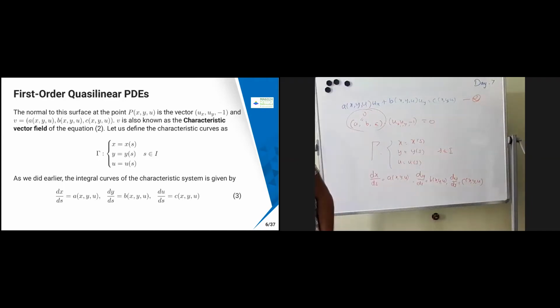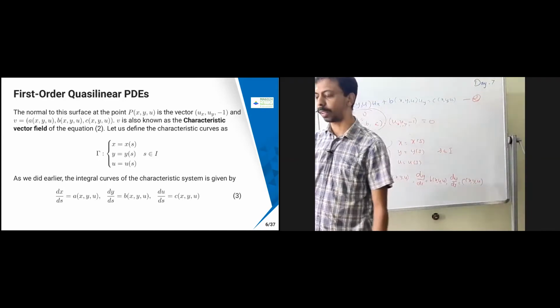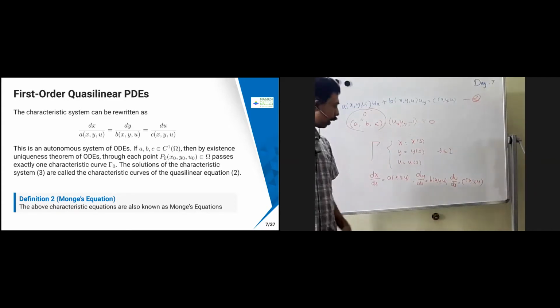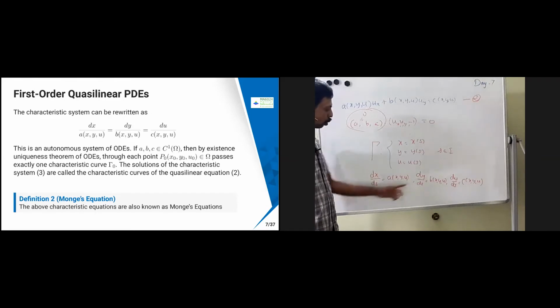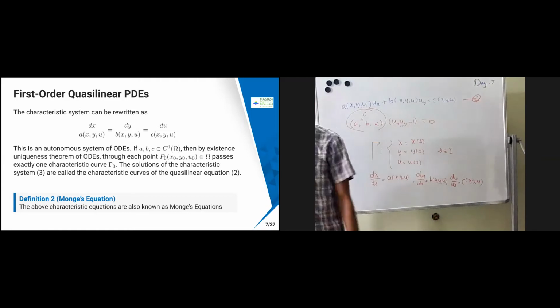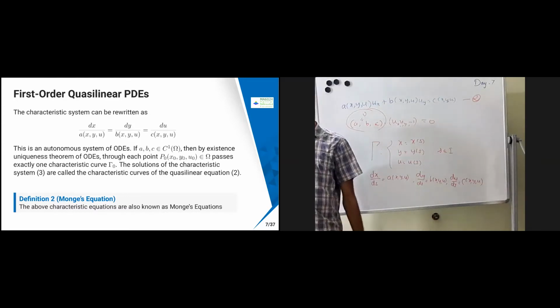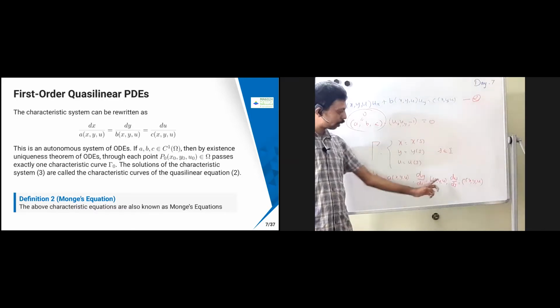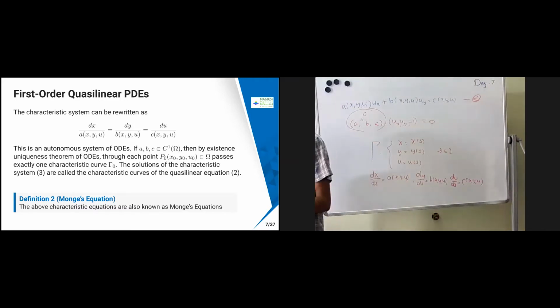Then we can solve this system. Or this can be written in this format also: dx by a of x, y, u, equals dy by b of x, y, u, equals du by c of x, y, u. This is an autonomous ODE, and we are going to prove that if a, b, c belong to C1 of omega, then for all these cases, dx by ds, dy by ds, du by ds, with some initial condition.